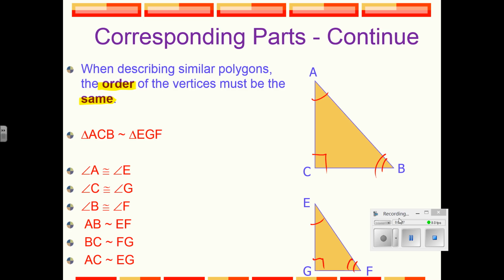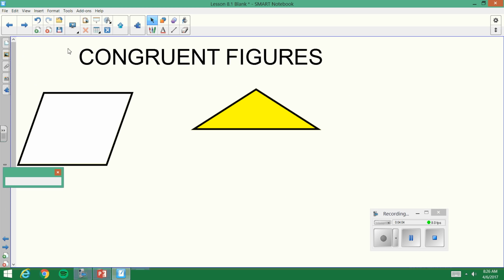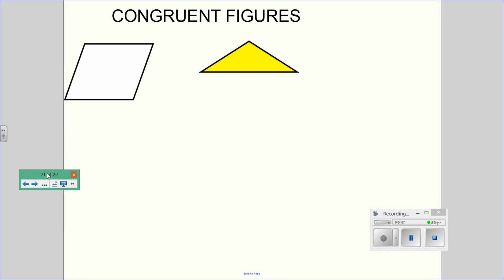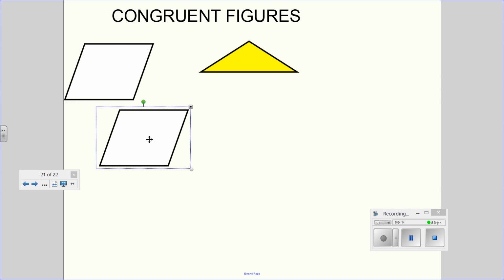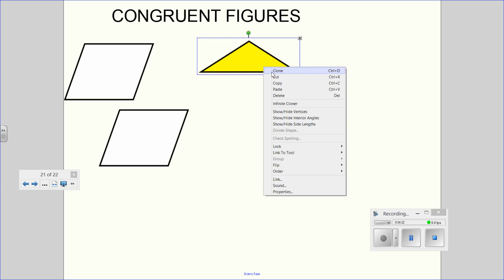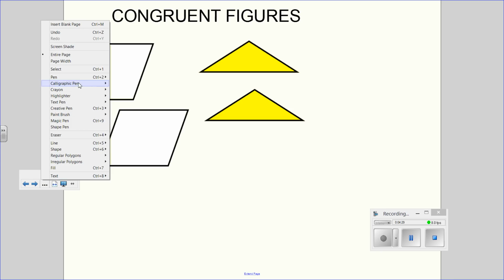I'm going to take a second here and exit the PowerPoint just to highlight the difference between congruent figures and similar figures. When you're talking about congruent figures, you're talking about perfect clones. So in Smart Notebook, I can hit the clone button, and right there I have made a perfect congruent figure. All sides are the same, and all angles are exactly the same. We can do the same thing with the yellow triangle here. Clone. Those are congruent figures. They are perfectly congruent to one another, and you can use the super fun congruent symbol to do that. If I can get the right pen up here.